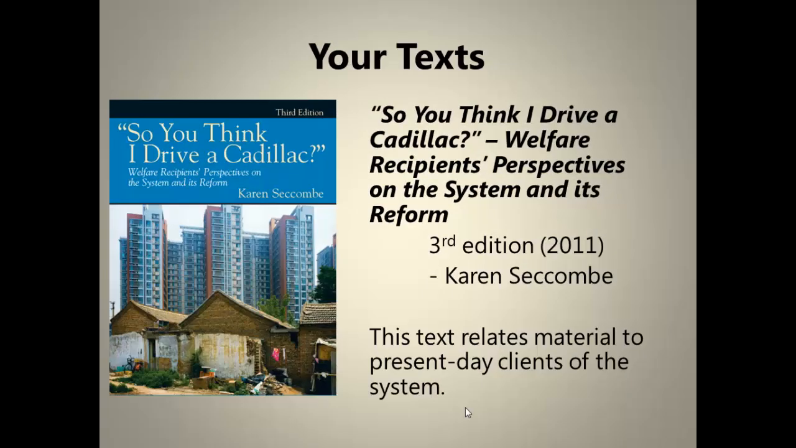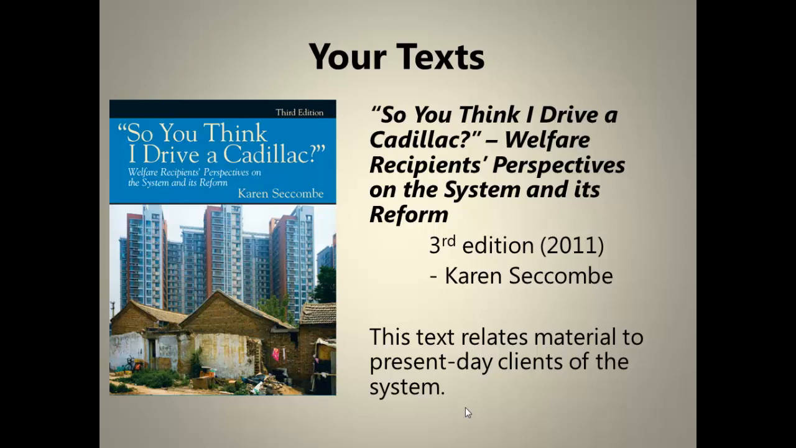And along that line, the next textbook that you'll be reading is a smaller book, a sort of secondary textbook called So You Think I Drive a Cadillac by Karen Seacom. This book focuses upon the perspectives of welfare recipients who live in the system in the current day, and addresses the needs that the system does and does not resolve for them.